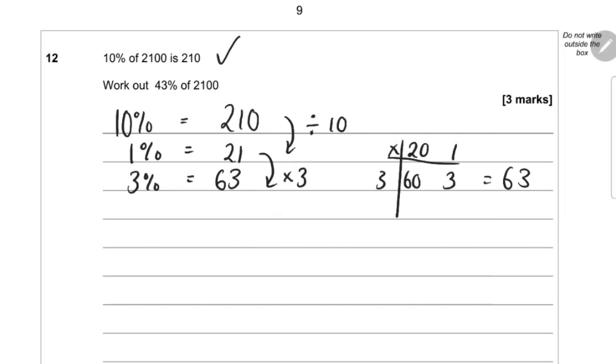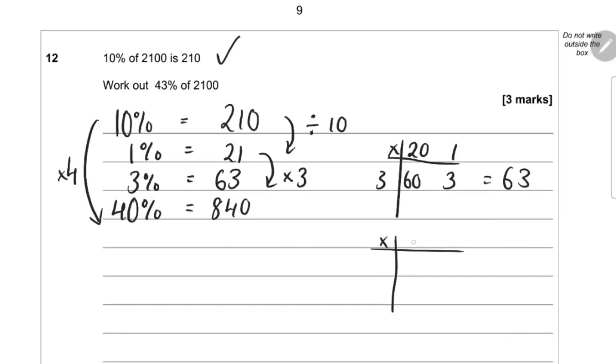So now we have 10%, 1% and 3%. So what about 40%? For that, we're just going to take the 10% and times it by 4. So that's going to give us 840. Again, you can write out a grid method or do column method if that's what you prefer. 210 times 4, sorry, not 40, 4. So that's going to be 800, that's going to be 40, in total 840.